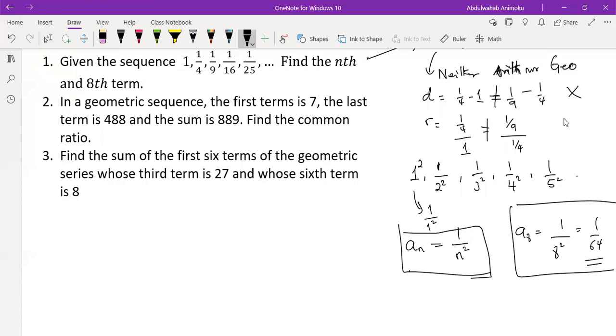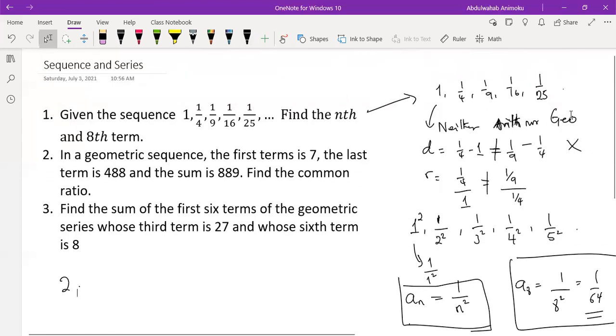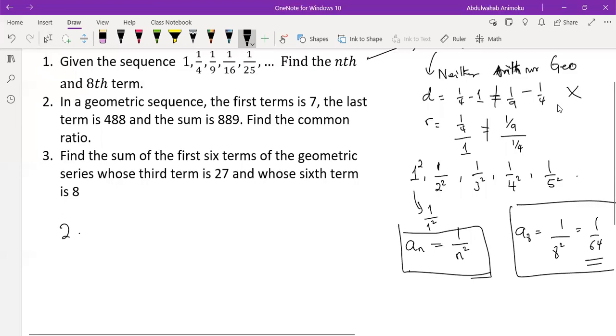Good. Now let's move to question 2. Question 2 says that there's a geometric sequence. Let's use B for the terms. The first term of this geometric sequence is 7, which is B1.